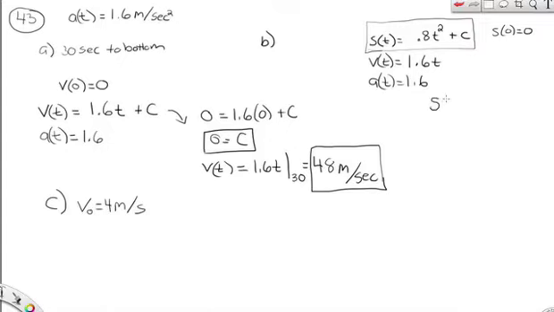So it looks, again, much like the last one. My position equation is now just 0.8 t squared. And I want to know where I'm at when I hit the bottom, and they told me I'm going to hit the bottom about 30 seconds later. So once again with my calculator, 30 squared times 0.8, and I get an answer of 720 meters.